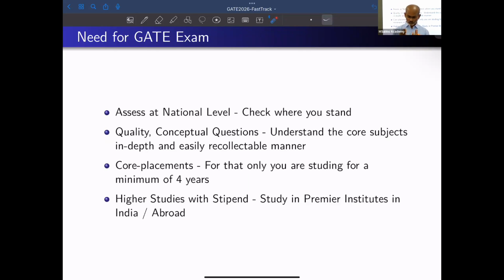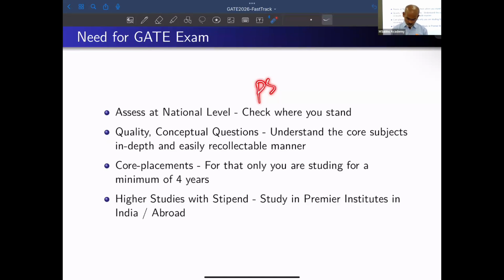Of course, by now it's very important for you, because it's a qualifier for going into higher studies in IITs, premier universities, as well as even private colleges. With that, you can get a stipend. You can study with a stipend. The stipend is of the order of about 12 to 15,000, which is a good amount, so you can do your higher studies without asking money from your parents. And it is also a qualifier for most of the public sector units.